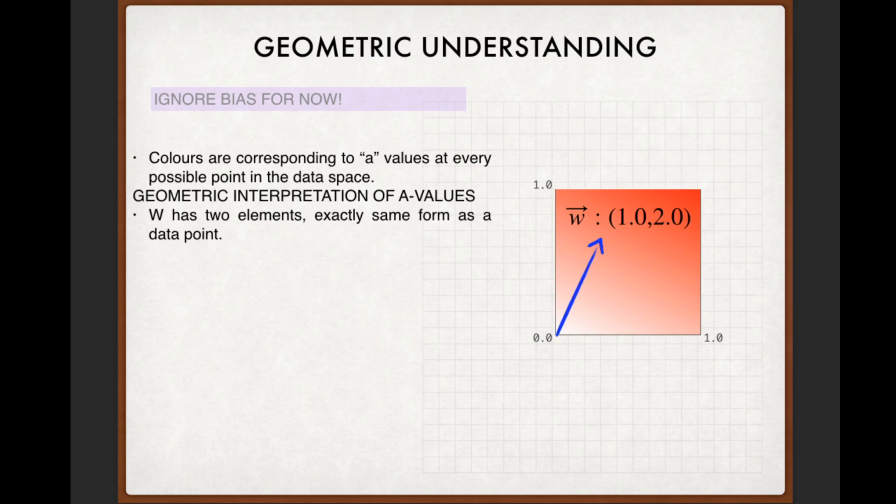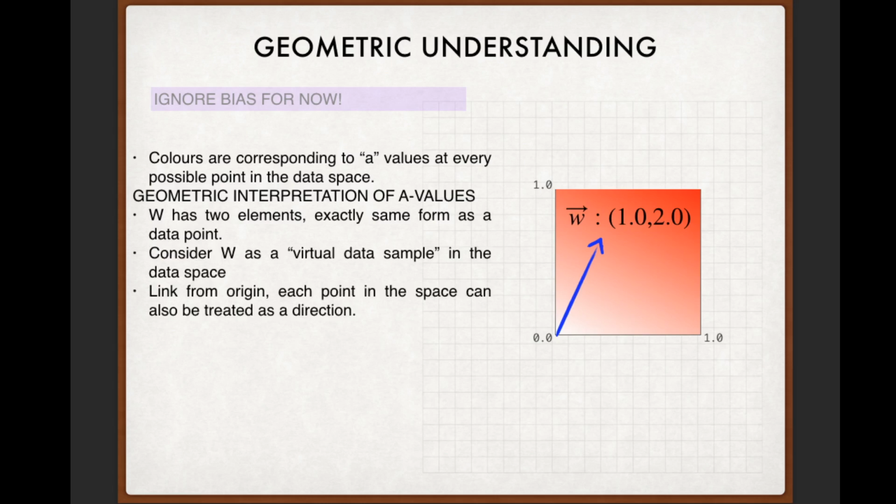So with this setup, the weights have exactly the same format as the data points. We might as well consider a weight as a virtual data point in the data space. Then let us draw a link from the origin of the data space to every single point in the space, which makes every point a vector.